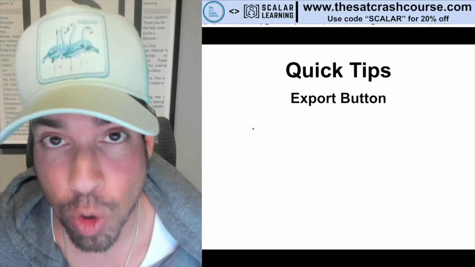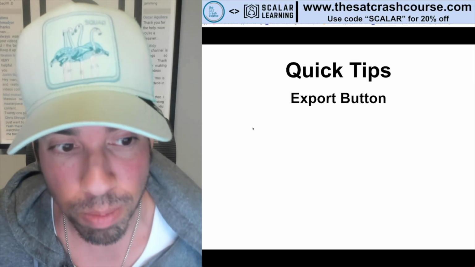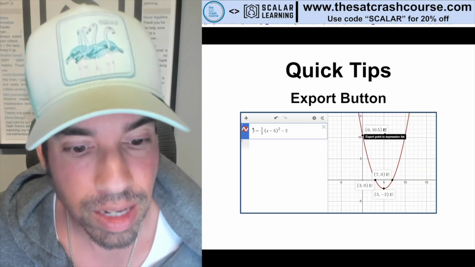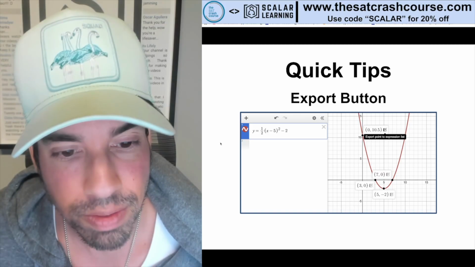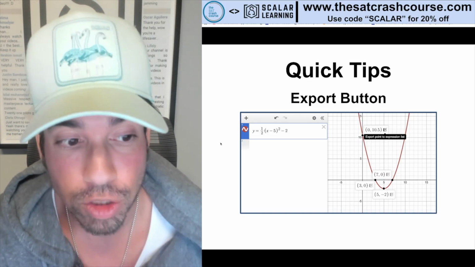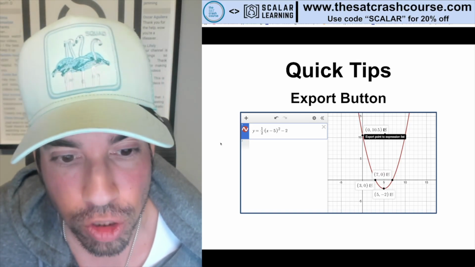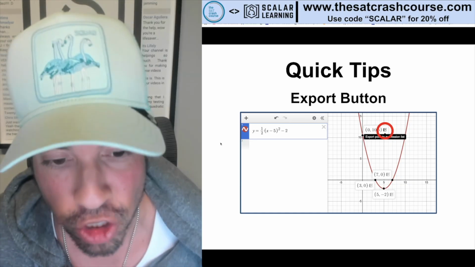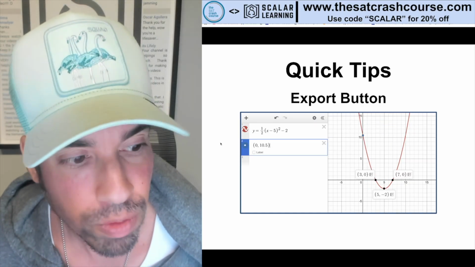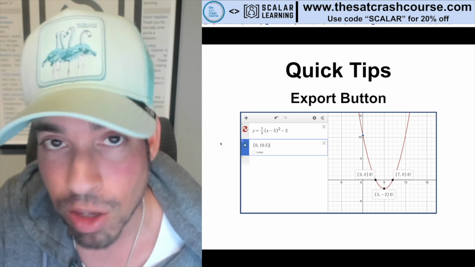Now we're going to go through some quick tips. The first one is the export button. So this one is pretty cool. Let's say you have a function here and you want to export one of these points and extrapolate it so then you can maybe use it or manipulate it. So you're going to click that little export button right there. I'm going to show you how to do that later on with equations as well. It's going to pop up over here and now you can use that point or that value, manipulate it however you like.